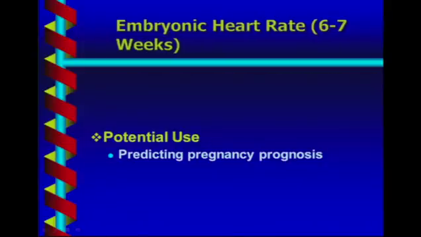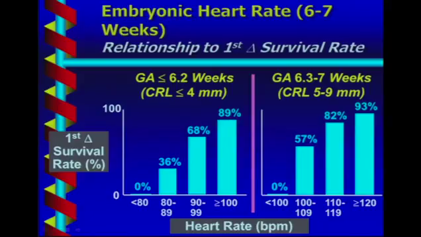So what's the benefit or potential use of the embryonic heart rate in the early first trimester? Well, the potential use is predicting the pregnancy prognosis. If we see a heartbeat, we know that the embryo is living at the time of the scan, but it gives us valuable information about pregnancy prognosis. There's a clear relationship between the embryonic heart rate and survival rate.